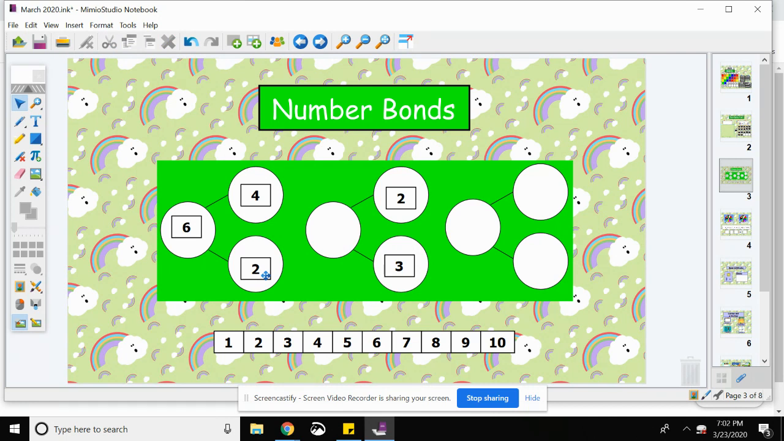2 plus 3. Use those fingers if you need to. 2 fingers and 3 fingers equals. Ready? Let's check on in. I see 2, and now I'm going to count on. 3, 4, 5. So 2 plus 3 equals 5.